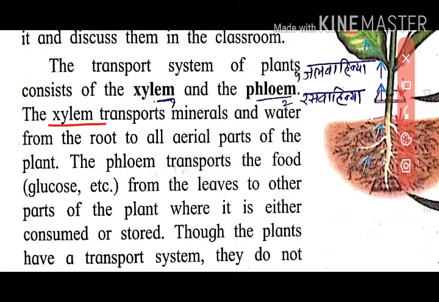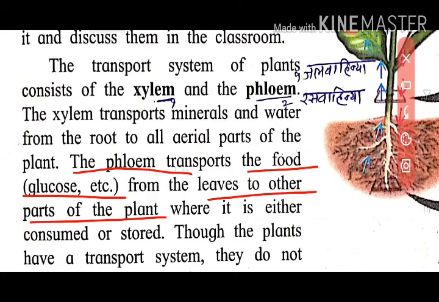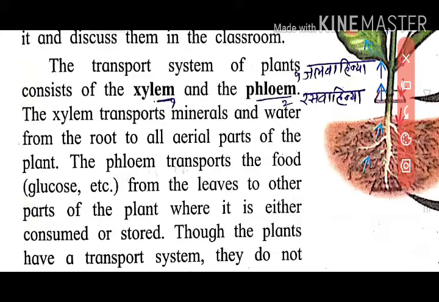Okay, the next tissue type is phloem. Phloem tissues transport food, that is glucose, made in the leaves, from the leaves to other parts of the plant. Where that food is either consumed or stored depends on the plant type.